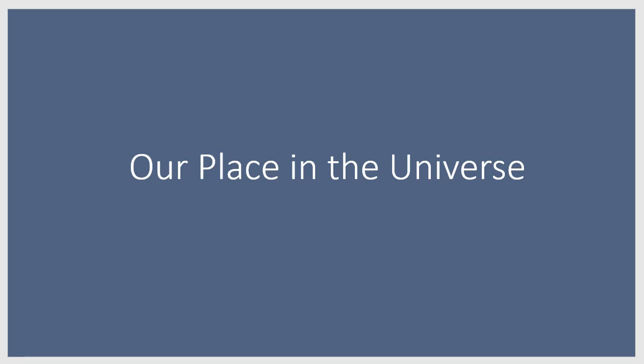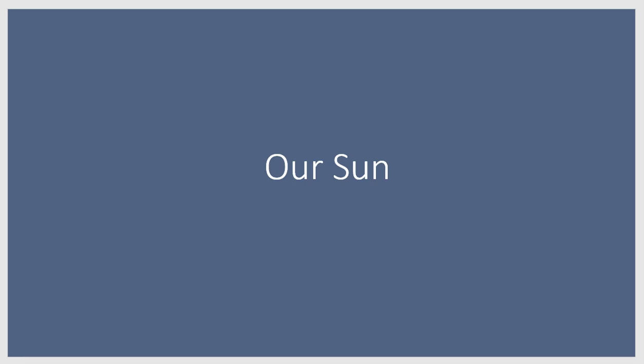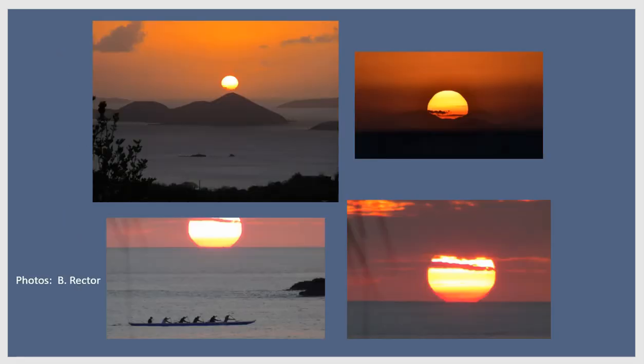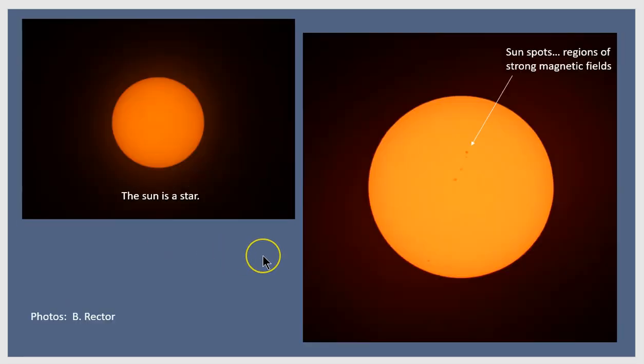This will be the next in our series, Our Place in the Universe. And here we'll take a look at our sun and some important ideas we'll encounter. Now, we're familiar with our sun in pictures like this, scenes of sunsets taken with a typical camera. Now, if you put a telephoto lens on and put a solar filter over the lens, you can get more close-up pictures of the sun.